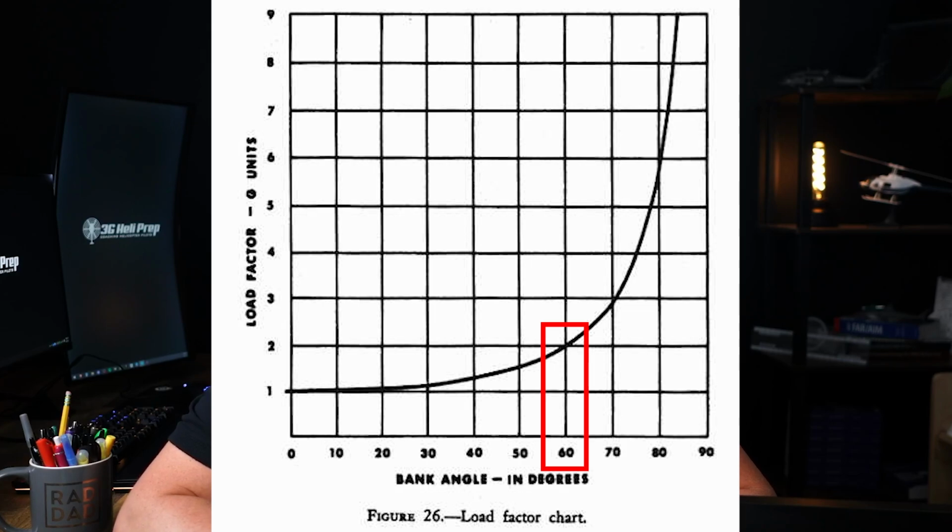At 60-degree bank, the load factor doubles to 2 Gs. This means the helicopter's structural and rotor systems are under twice the normal load. As load factor increases, you need to increase lift by raising the collective, and the helicopter might require more power to maintain altitude. In a steady climb, if done without steep angles, the load factor can remain close to 1G.